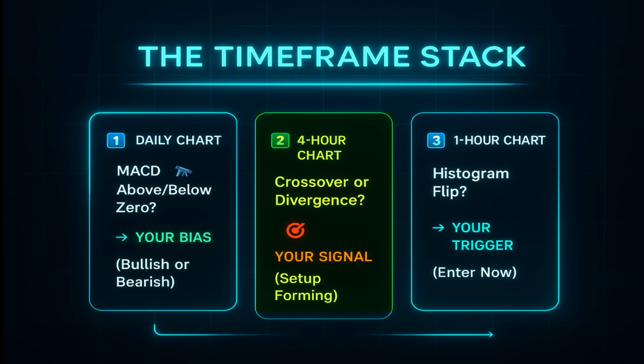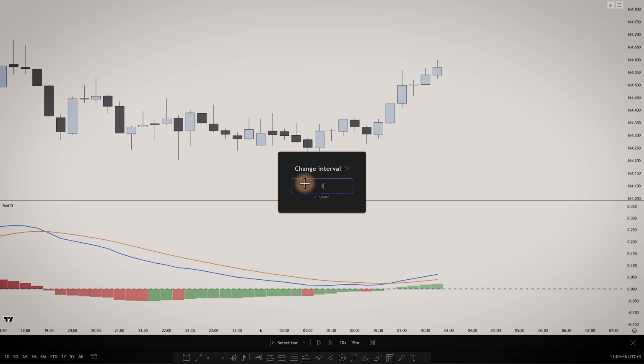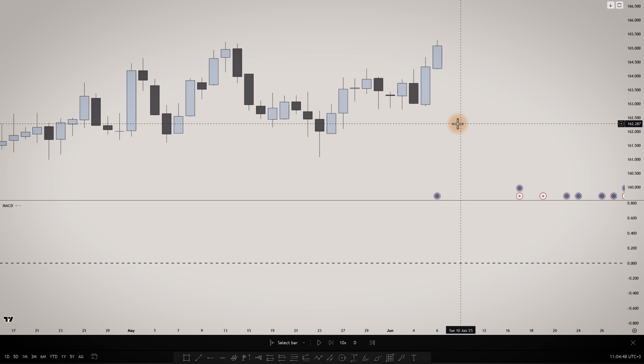4 hour shows me the setup. Is there a crossover or divergence happening? That's my signal. 1 hour gives me the entry. Is the histogram confirming with a flip? That's my trigger. Real quick, watch this trade setup.